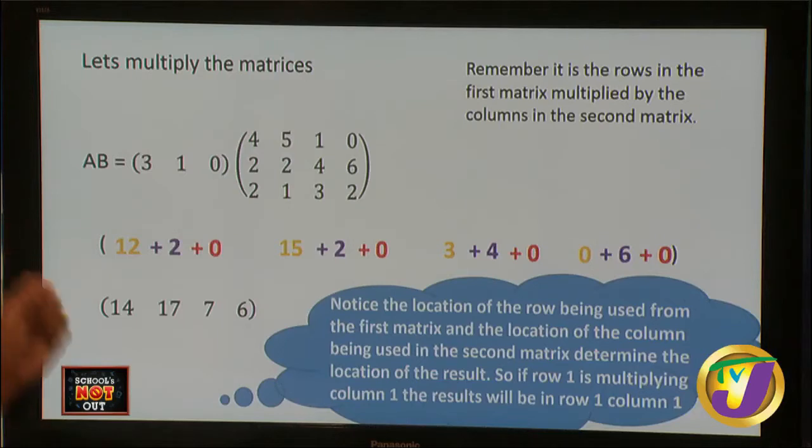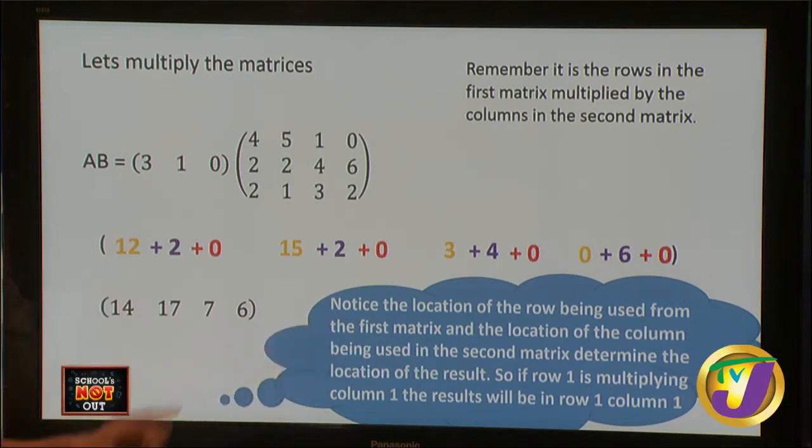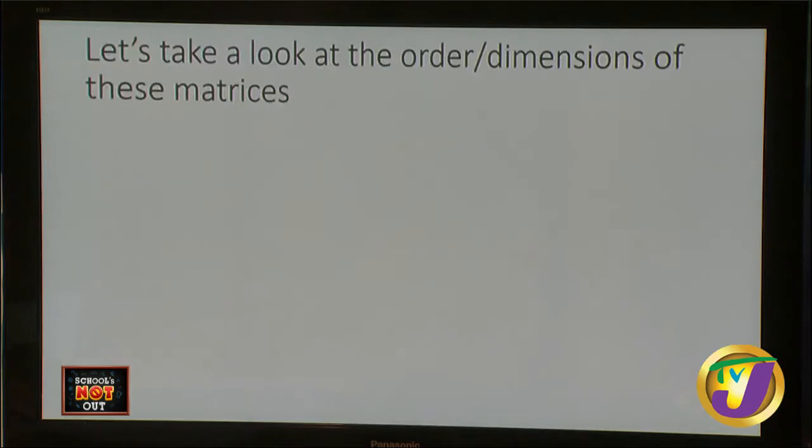So just a quick reminder, I would have said it, but I know that there are persons who are visual and so they need to see it written. It says, notice the location of the row being used from the first matrix and the location of the column being used in the second matrix. Determine the location of the result. So if row 1 is multiplying column 1, the result will be in row 1, column 1. Now, let's take a look at the order dimension of these matrices.